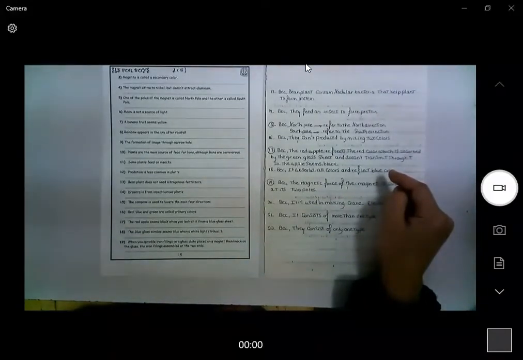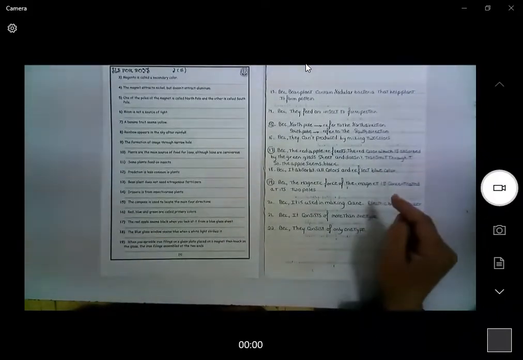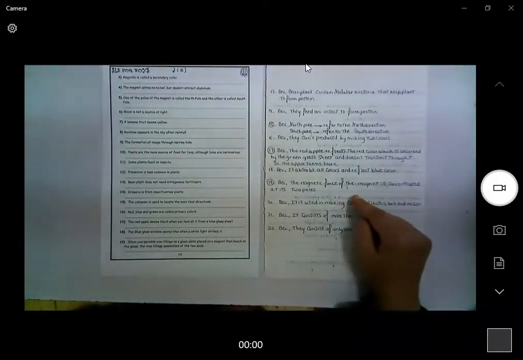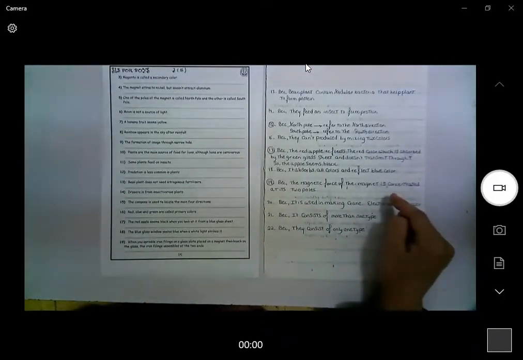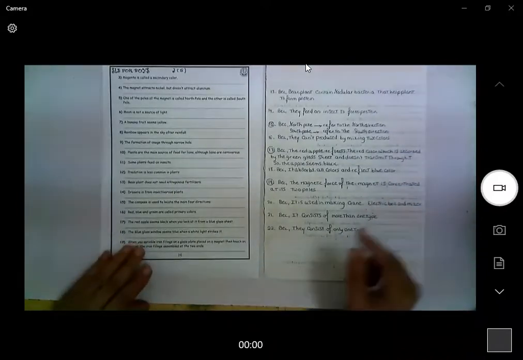Number 19. When sprinkling iron filings on a glass plate placed on a magnet, then knocking on the glass, the iron filings assemble at the two ends. Why? Because the magnetic force of the magnet is concentrated at the two poles, the south and north pole.